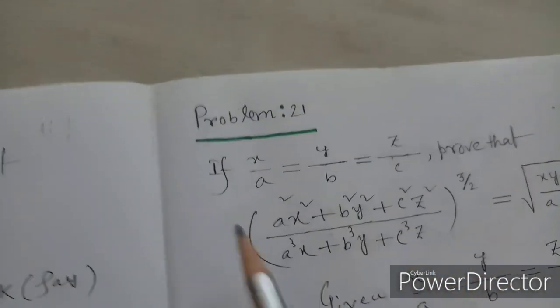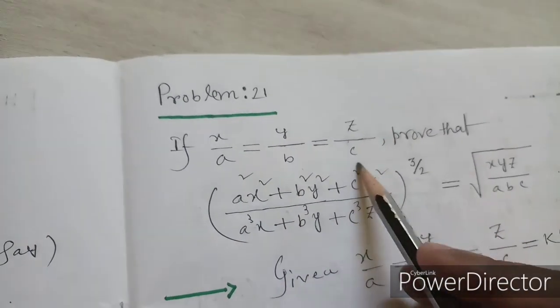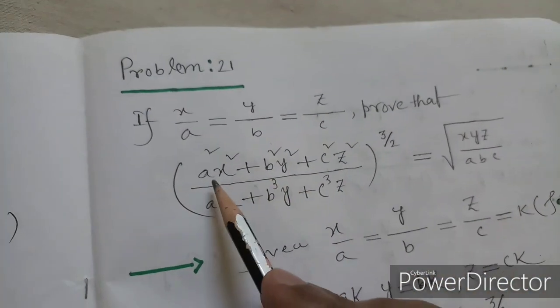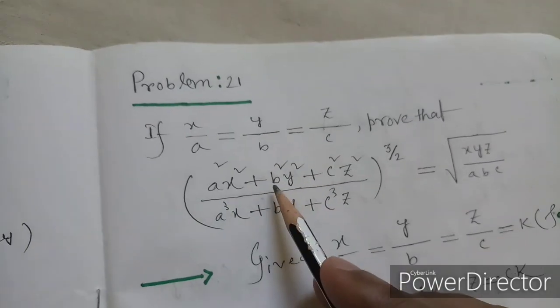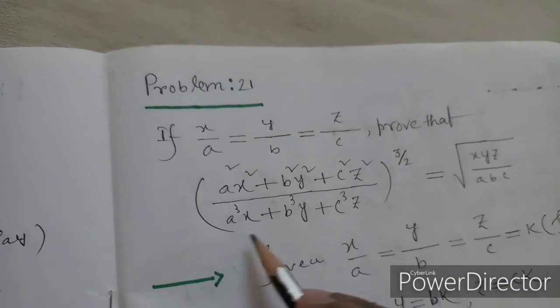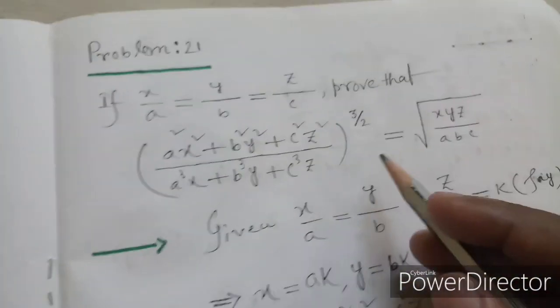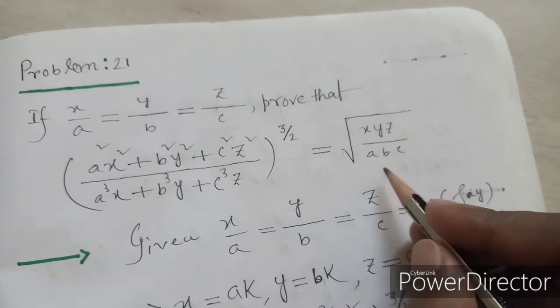Now problem number 21. If x by a equals y by b equals z by c, then prove that (a square x square plus b square y square plus c square z square) by (a cube x plus b cube y plus c cube z) whole to the power 3 by 2 equals root under xyz by abc.